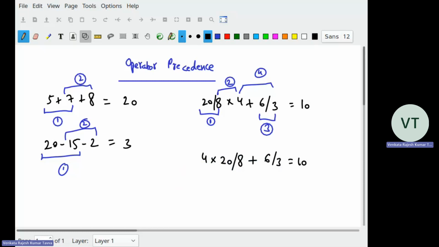In C, it doesn't matter whether you indent or not. But as you know, in Python, indentation is the key. You don't have brackets, right? In C, indentation is not necessary, but for readability, it is important. Okay. So first, let me give this expression 20 by 8 into 4 plus 6 by 3. Then let me give the second expression 4 into 20 by 8.